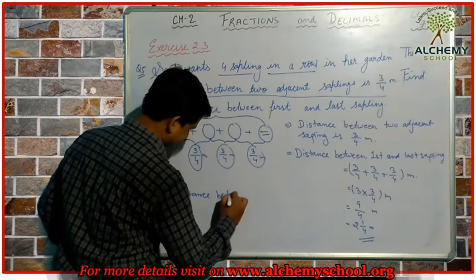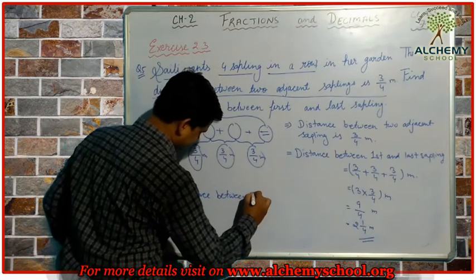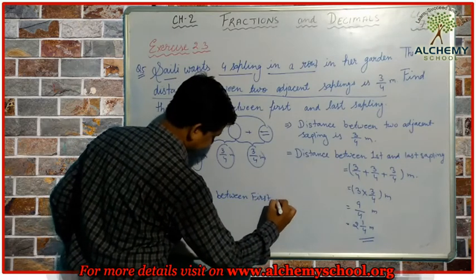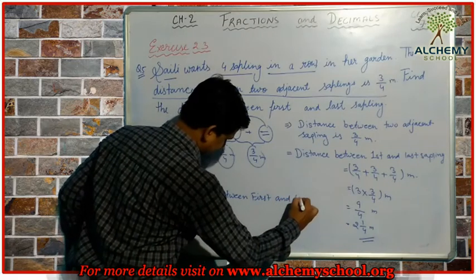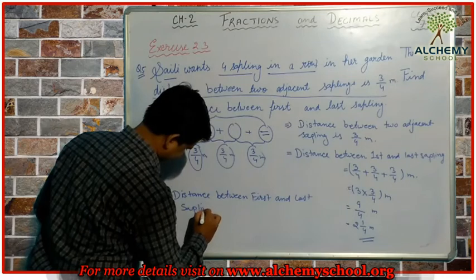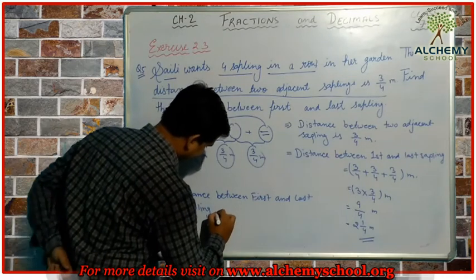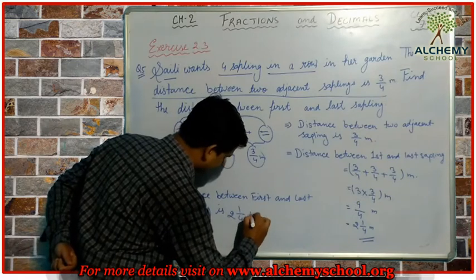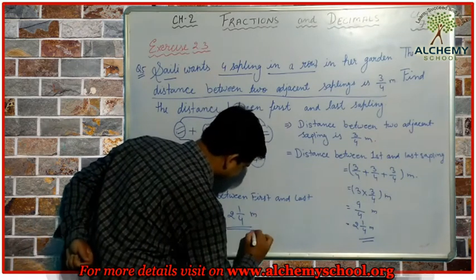Distance between first and last sapling is 2 and 1 upon 4 meter. That's it.